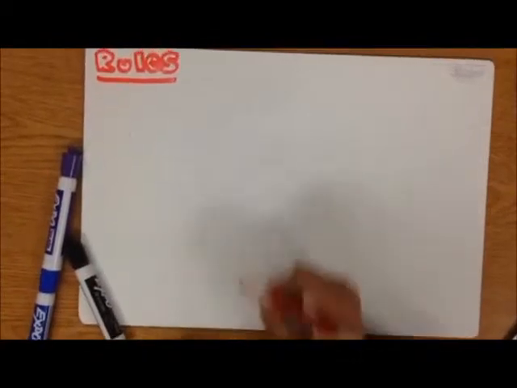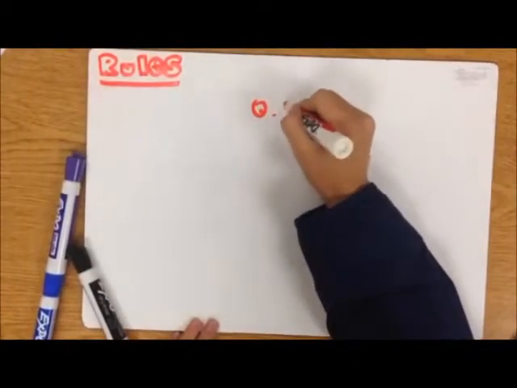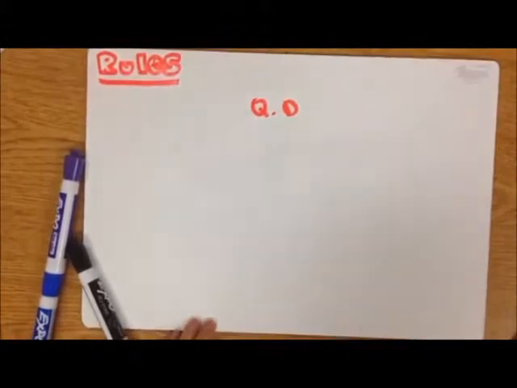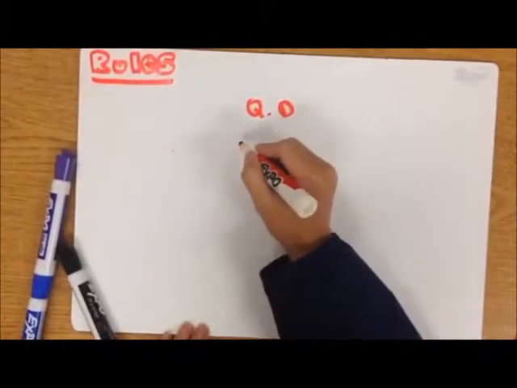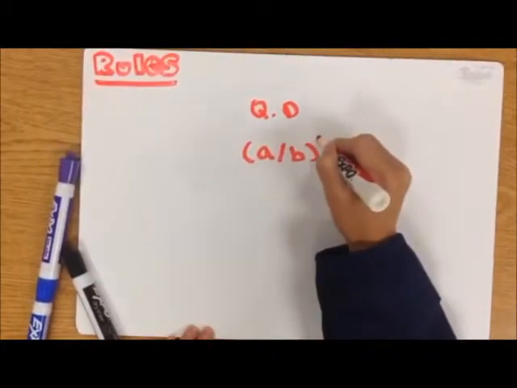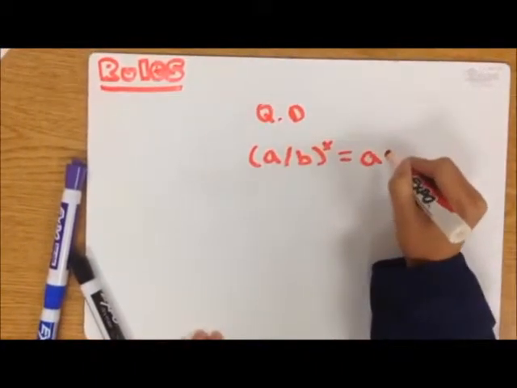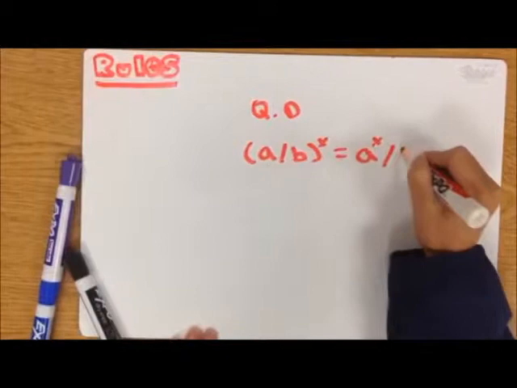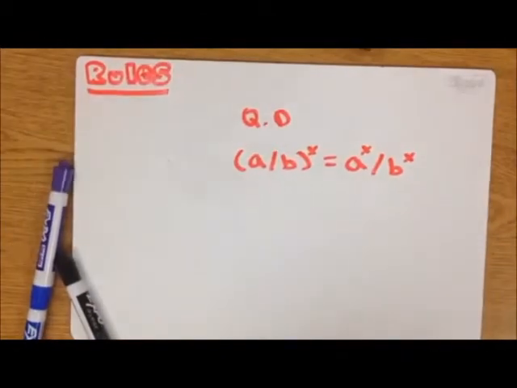The last and final rule is the quotient distribution rule, the QD rule. In this rule, a over b to the power of x can also be written as a to the power of x over b to the power of x.